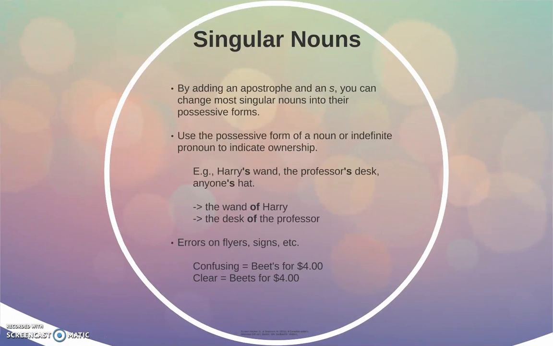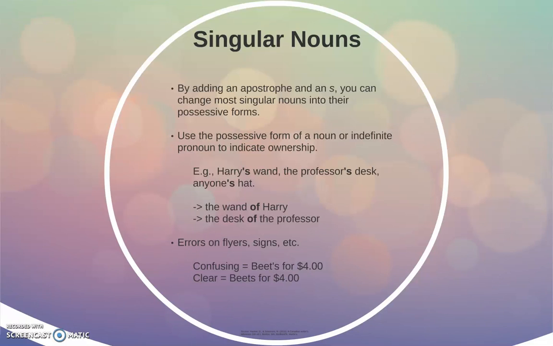By adding an apostrophe and an s, you can change most singular nouns into their possessive forms. Use the possessive form of a noun or indefinite pronoun to indicate ownership, as in Harry's wand, the professor's desk, or anyone's hat. If you are not sure whether a noun is possessive, try turning it into an of phrase. The wand of Harry, the desk of the professor, the hat of anyone.